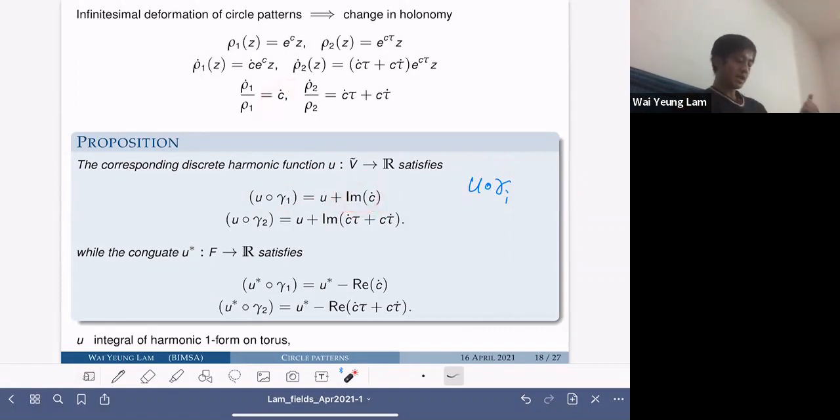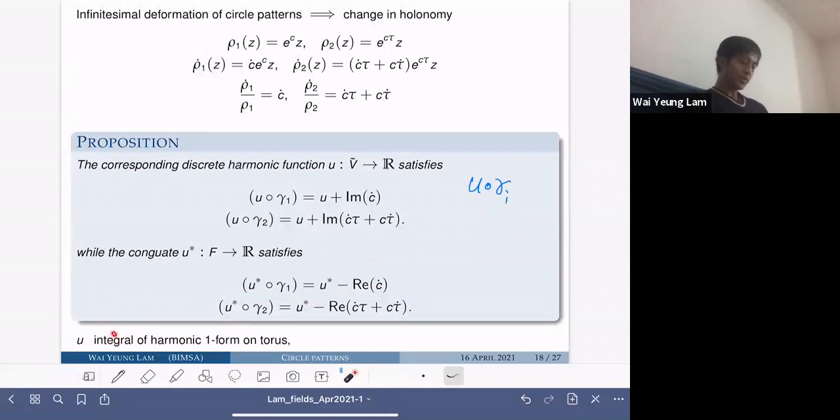And if you go to gamma two, the difference would be the imaginary part of this one. Now you ask, only the imaginary part appears, so where is the real part? It turns out the real part appears in the conjugate harmonic functions. If you compare these two, they will differ by the real part of C dot, and these two will differ by the real part of this one.